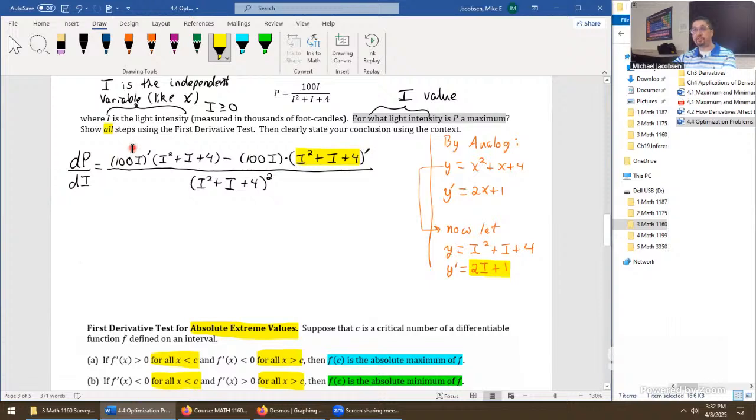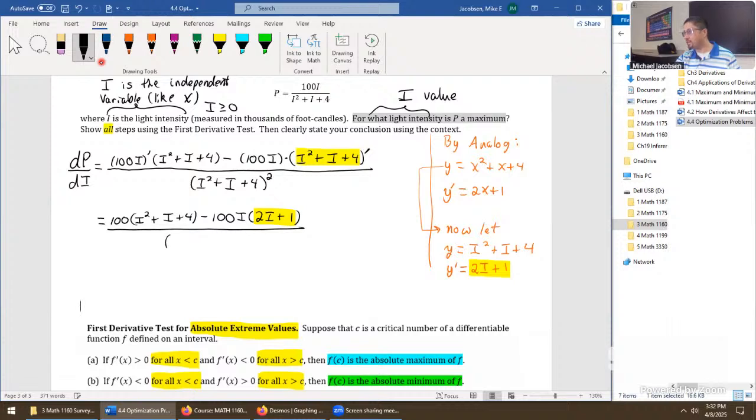Likewise, on this part, derivative of 100I, that's just 100, much like the derivative of 100x. So on our next line, we would say dP/dI is going to be equal to 100 times I squared plus I plus 4, minus 100I times, on this harder part, 2I plus 1. Yellow color coding just to show how that matched up from this step here. Well, now the denominator is I squared plus I plus 4, squared.